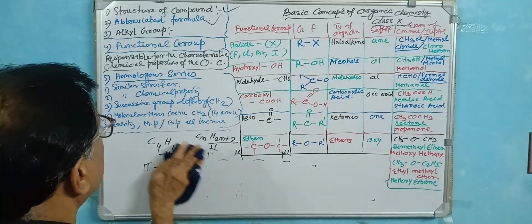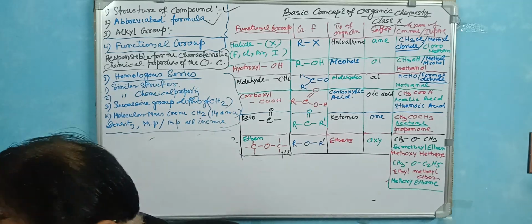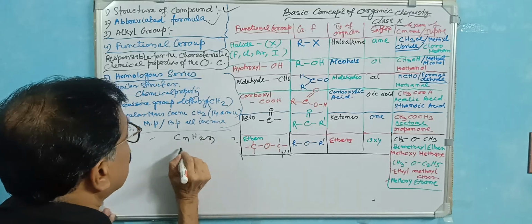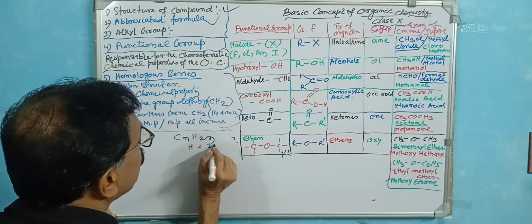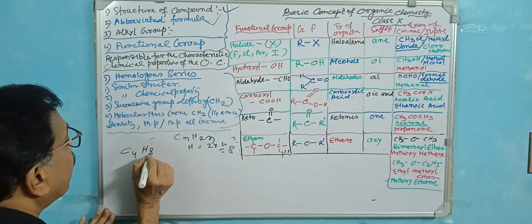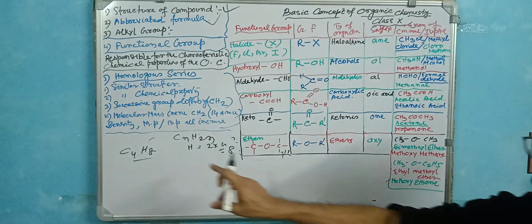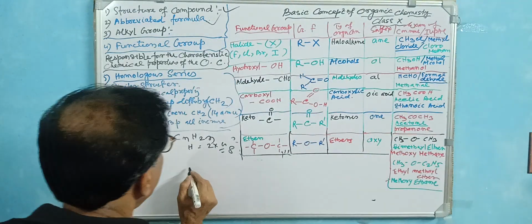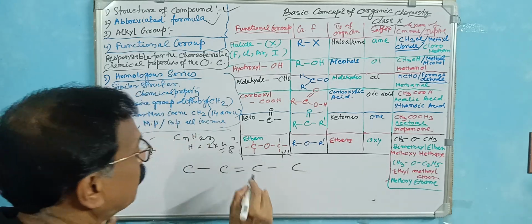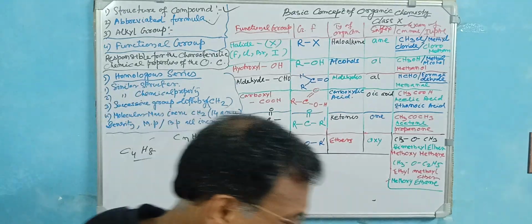Butene means the double bond. What is the general formula? Butene, CnH2n. That means if n is 4, the hydrogen number is 2 into 4, which is 8. So in case of butene, C4H8. So in one place there is a double bond. Okay, the skeleton is the same. But suppose in that place this is a double bond. Okay, no problem at all.